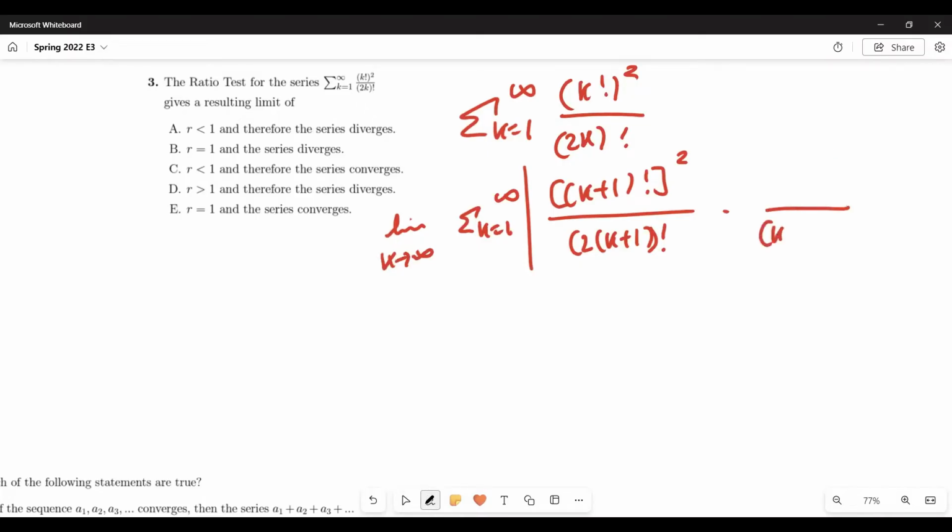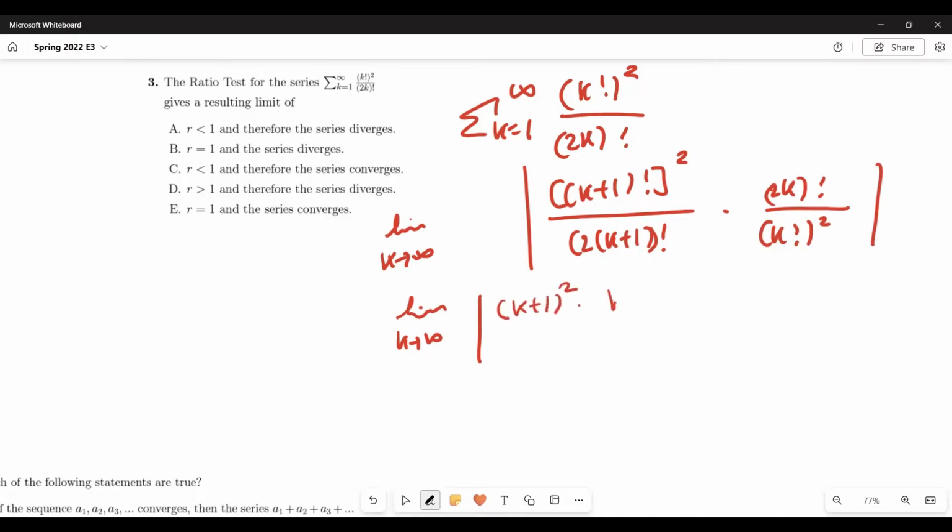So that means it's going to be (k factorial) squared and then (2k) factorial, limit as k goes to infinity. So we can write this as (k+1) squared times (k factorial) squared, because we have a square, so k+1 comes out, and we're left with (k factorial) squared, so that we can cancel it out later. I wrote it like this, and this is the same as (2k+2) factorial times (2k) factorial over (k factorial) squared.